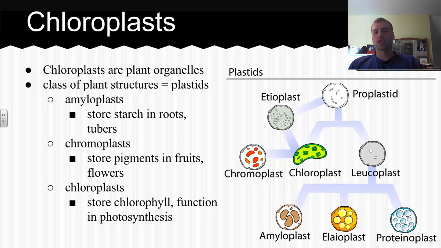Some of the ones that you should probably know are the amyloplasts, which store starch in roots, which we saw in the cell lab that we did. Chromoplasts, which store pigments in fruits and flowers, giving those nice bright colors. And then obviously the chloroplast, which stores chlorophyll, which is what makes it green and absorbs light waves, and then it functions in photosynthesis.